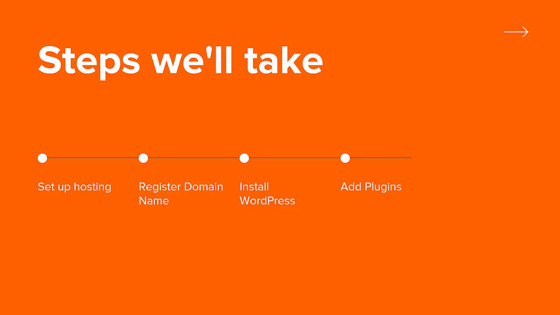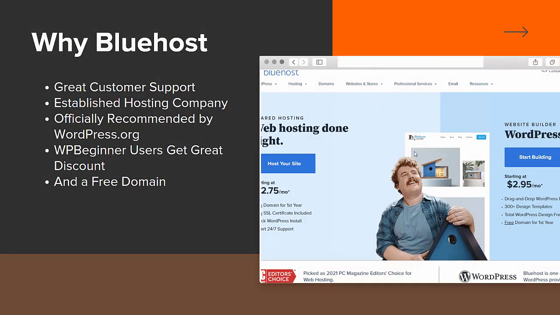And then we want to install WordPress. WordPress is powered by over 43% of the websites out there. And then we're going to add some plugins. And plugins are like little apps on your site that help your site do things like a contact form, or you can do even more like an e-commerce site if you're wanting to set up e-commerce further on down the road.